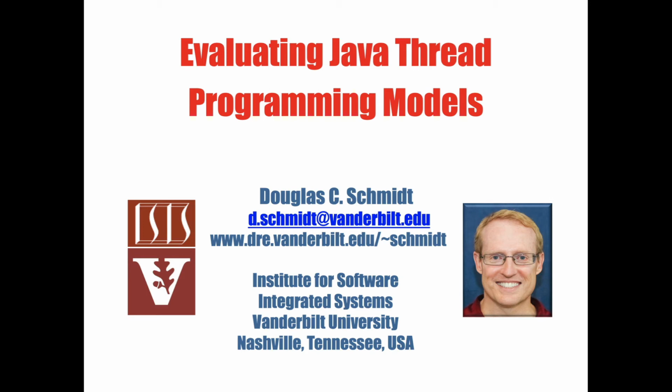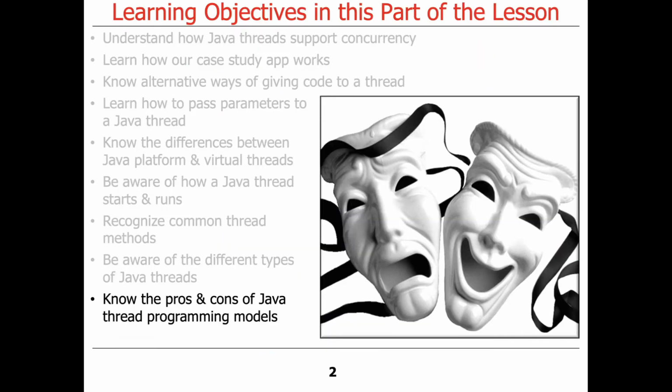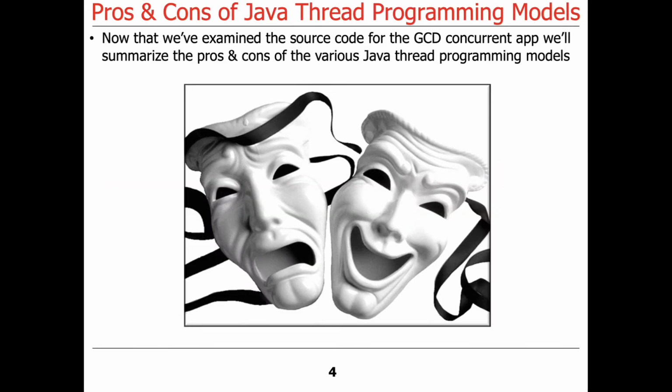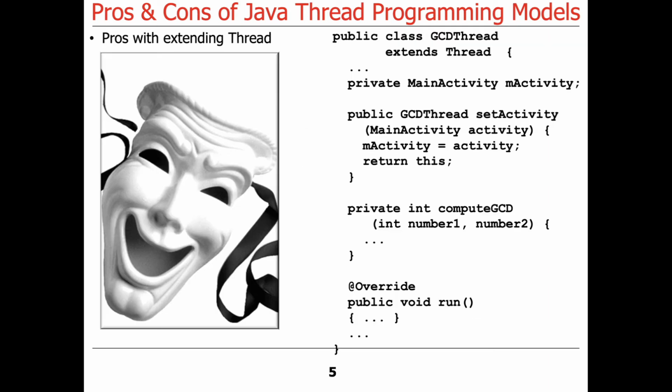To wrap up the overview of Java threading, we're going to evaluate the different Java thread programming models so you have a good feeling of the pros and cons of them. And we've already talked about these models, but we'll just recap them. And we'll refer back in several cases here to our GCD concurrent app case study in order to ground the discussion. We want to anchor the discussion in something tangible, something real, not just talk abstractly about this stuff. So we'll start out by talking about the pros with extending thread.